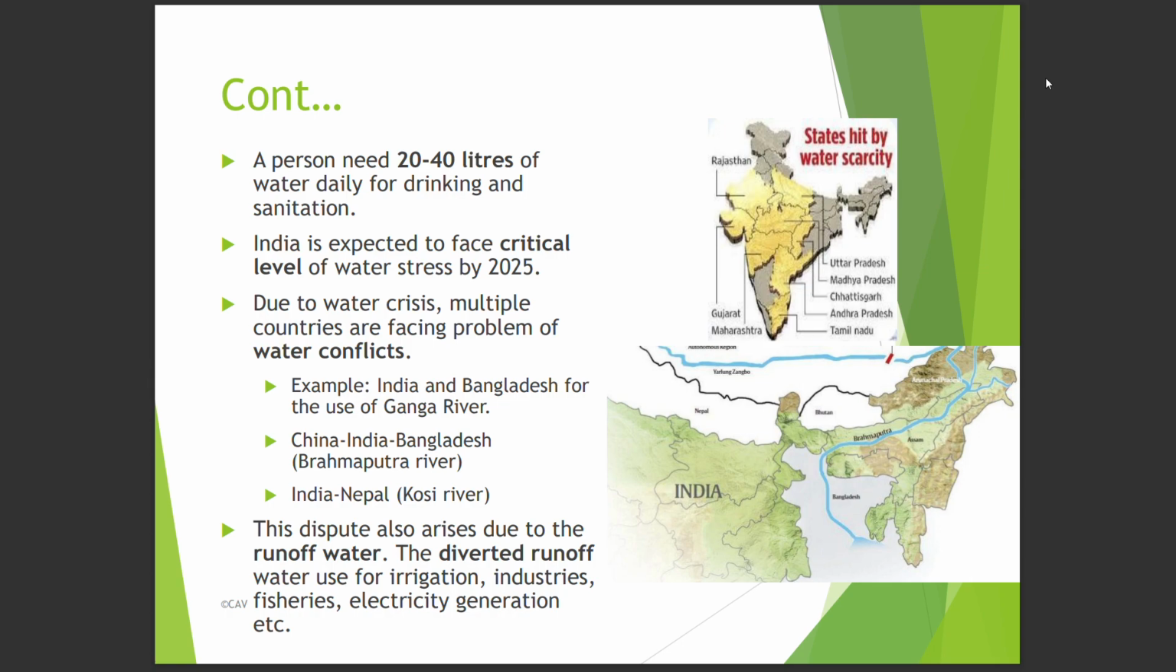Due to water crisis, multiple countries are facing problems of water conflicts. India and Bangladesh for the use of Ganga river, China, India, Bangladesh for Brahmaputra river, India and Nepal for Kosi river. So this dispute also arises due to the runoff of water, the diverted runoff of water, use of irrigation, industries, fisheries, electricity generation.